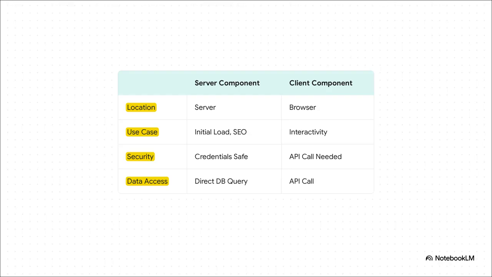Server components? They run on the server, obviously. They're amazing for that initial page load, for SEO, and get this, your secret keys and credentials are totally safe. You can even talk directly to your database, which is a game changer. Client components, on the other hand, run in the browser. They're all about interactivity, state, and user events. And for data, they need to call an API.